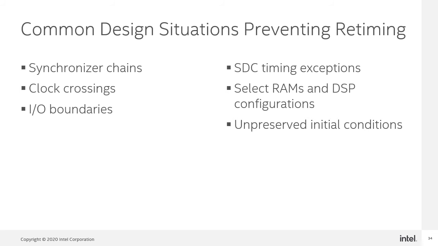5. Select RAM and DSP block configurations. Multi-clock, mixed width, or initialized RAMs will not be retimed. Chained DSP blocks will not be retimed, though some of these restrictions may be eliminated in future software versions. And 6. Unpreserved initial conditions. If your RTL uses explicit register initialization, setting the register to 0 or 1 at power up, then this may prevent retiming if a retiming move cannot maintain that initialized value.